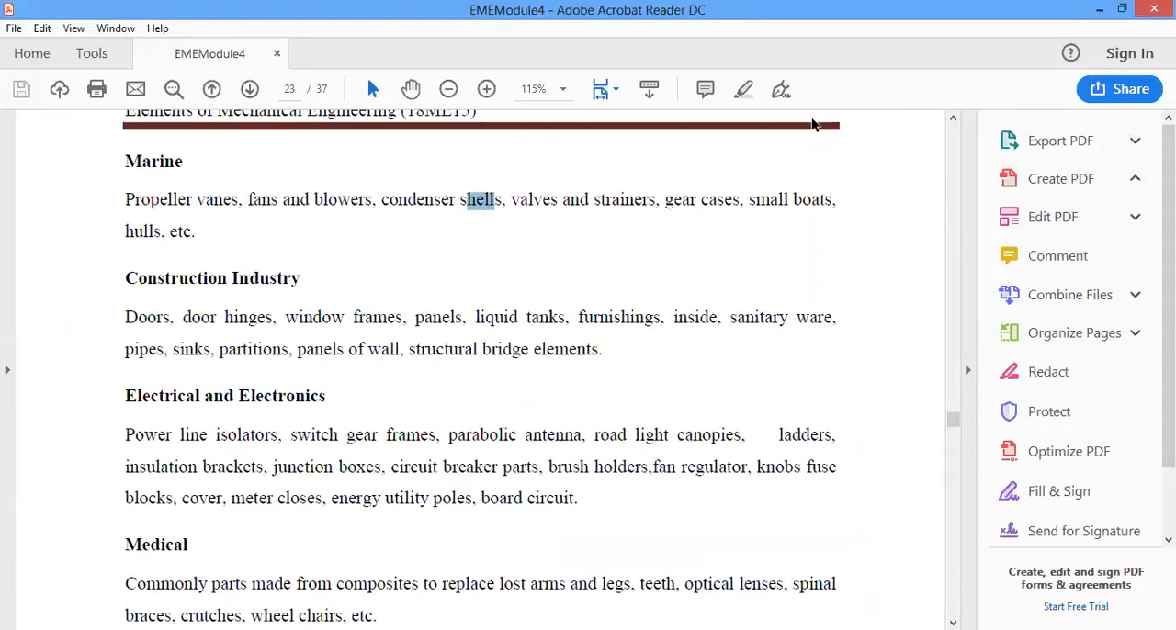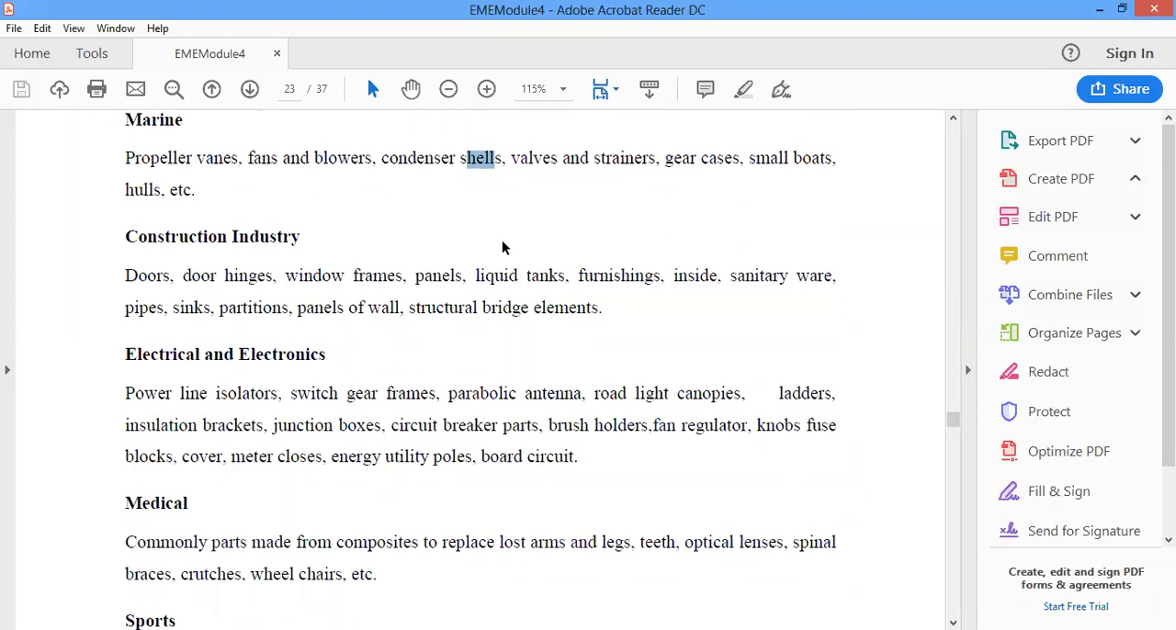Okay, they are actually made up of polymer matrix composites reinforced with glass fibers. That is why entire huge boats are molded as one single piece using these composite materials.